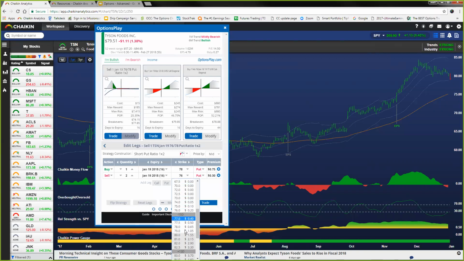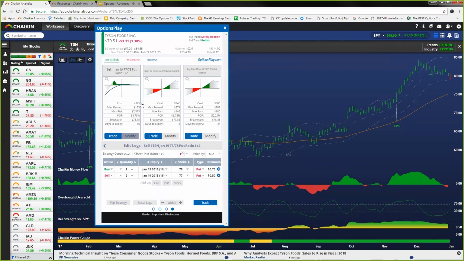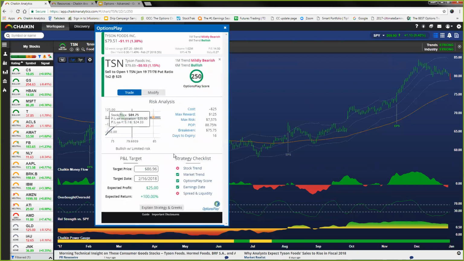That way I don't have to worry about it going in one direction. So we'll just do this tight. 78 by 77. Now we've eliminated the risk up. We only have risk if it goes down. We start losing money around 75, 76. All right. So that's somewhere around here. Do we think that the price is likely to be here in 45 days? I doubt it.